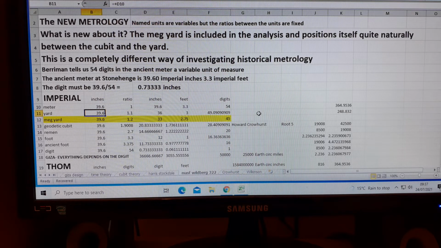So if we divide this number here by this number, we're going to get the number of megalithic yards in the Giza base. So let's just look at what it is. That's a constant. Let's have a look at the cubit.